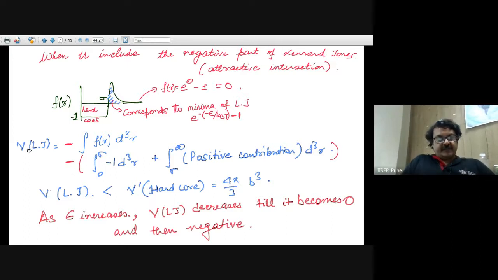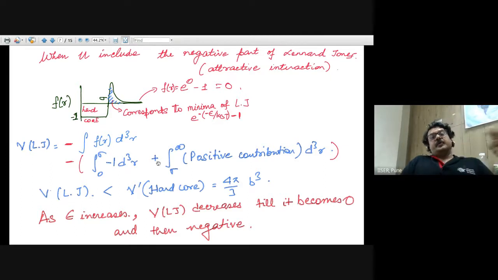Then you can get V Lennard-Jones, which is minus the integral over all space of the Mayer function, and that can be written as minus the integral from 0 to sigma of minus 1 d3r, which is the hardcore part. Now this comes with a positive contribution, but remember, it also comes with a negative sign. So whatever is the hardcore part, V dash suppose, this part, because the Mayer function is positive and when you open the brackets, this minus sign is going to sit here.